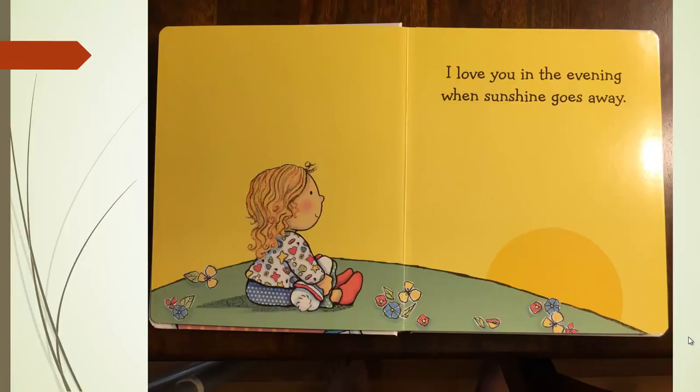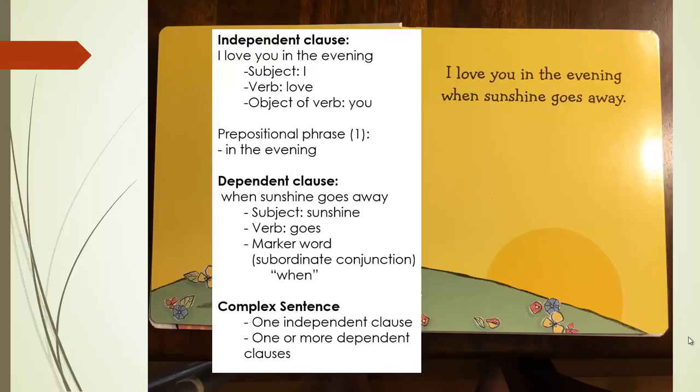So, second sentence. "I love you in the evening when sunshine goes away." Now, take a look here. What's going on? Not to give away the structure of the book, but basically every page is going to begin with I love you, so we know we'll have our independent clause there at the beginning of the sentence. And actually following that independent clause, we have another prepositional phrase, in the evening. But then something different is happening. We have when sunshine goes away.